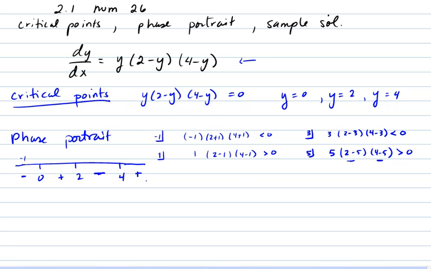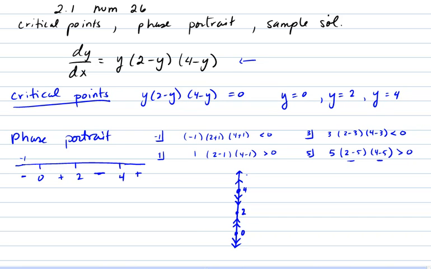Now these values allow us to draw the phase portrait. The first thing I'm going to do is I'm going to put my points on there. So 4, 2, 0, and less than 0, things decrease, or my function decreases, my solutions decrease. Between 0 and 2, they increase. Between 2 and 4, they decrease. And greater than 4, they increase.